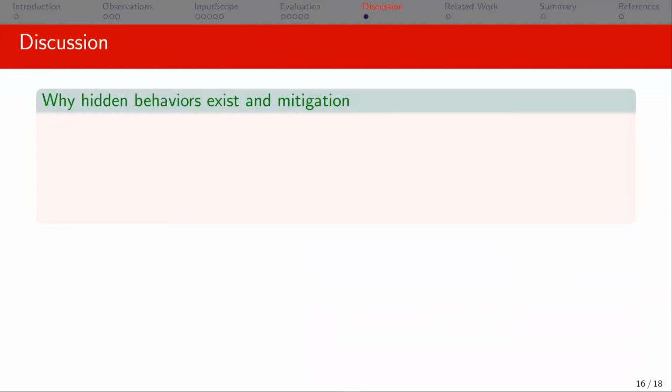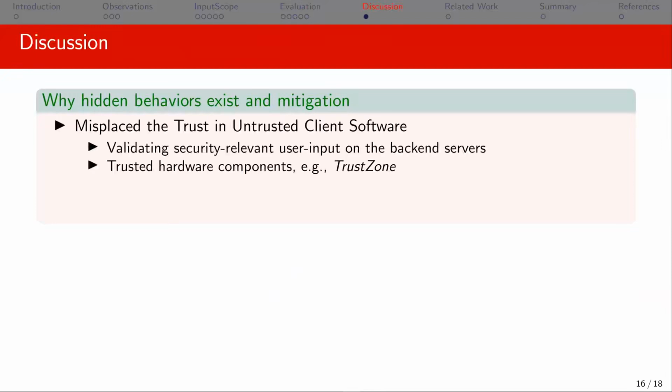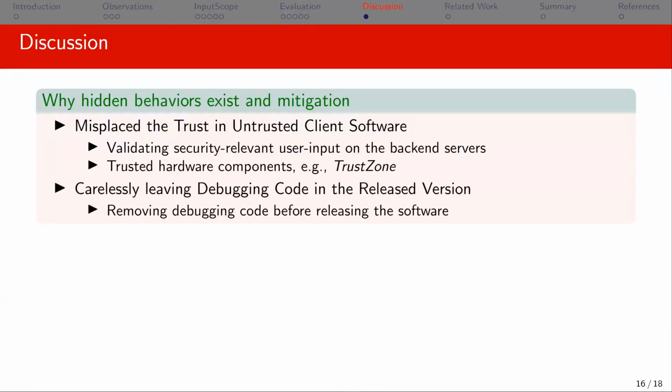Discussion. First, why do such hidden behaviors exist? The first possible reason is that developers still misplace the trust. We'd like to suggest validating security-relevant user input on backend servers, or considering trusted hardware components such as TrustZone. Another possible reason is that developers may carelessly forget to remove debugging code before releasing, because many secret commands are supposed to do debugging things.